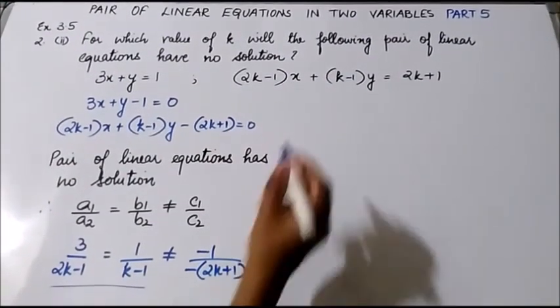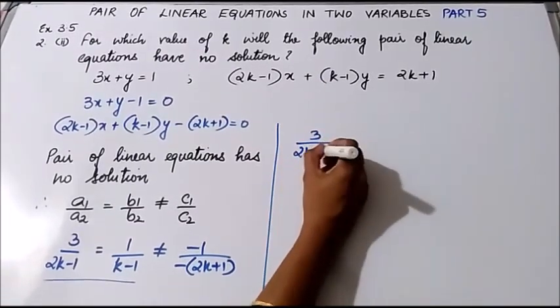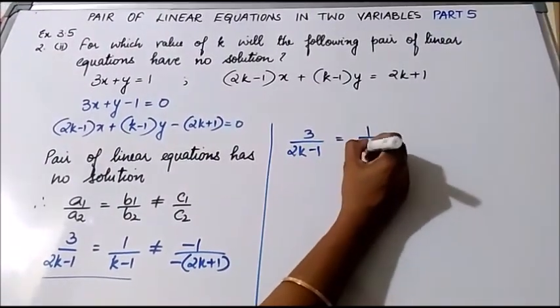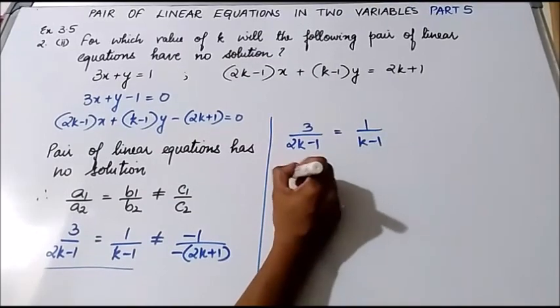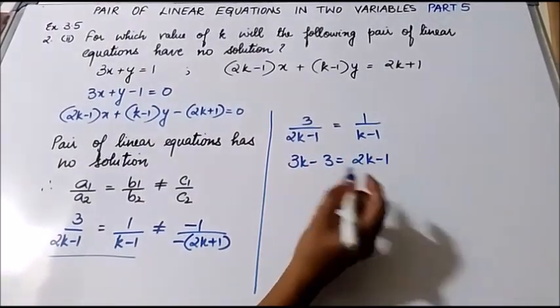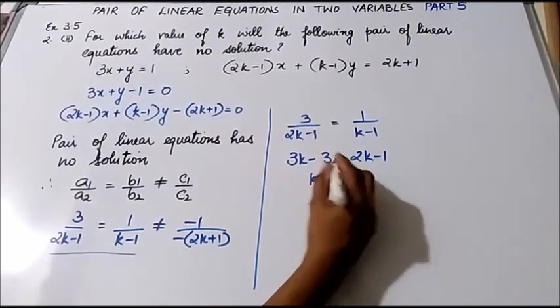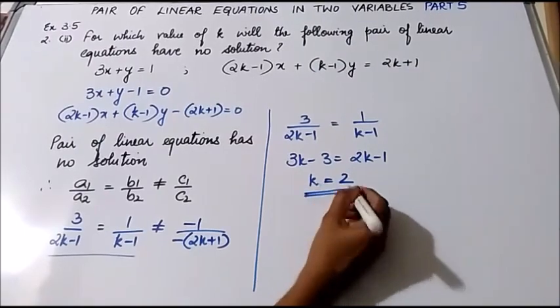We'll take this first two and we will solve it. That is 3 by 2k minus 1 is equal to 1 by k minus 1. Cross multiply, you will get here 3k minus 3 is equal to 2k minus 1. This will give us k is equal to 2.